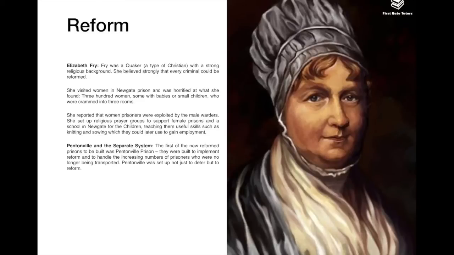Reform period. Elizabeth Fry was a Quaker, a type of Christian with a strong religious background. She believed strongly that every criminal could be reformed. She visited women in Newgate Prison and was horrified at what she found: 300 women, some with babies or small children, crammed into three rooms. She reported that women prisoners were exploited by the male wardens.